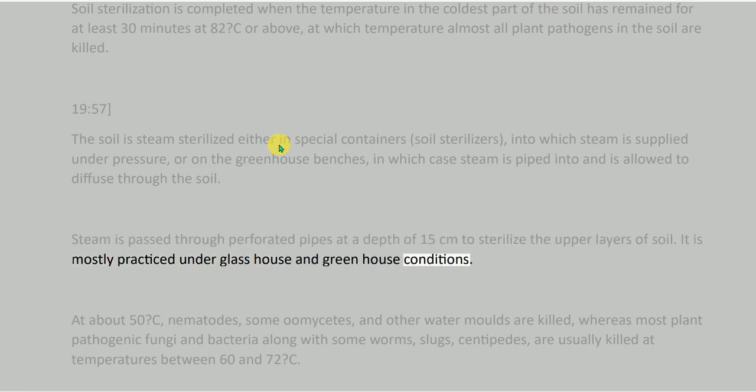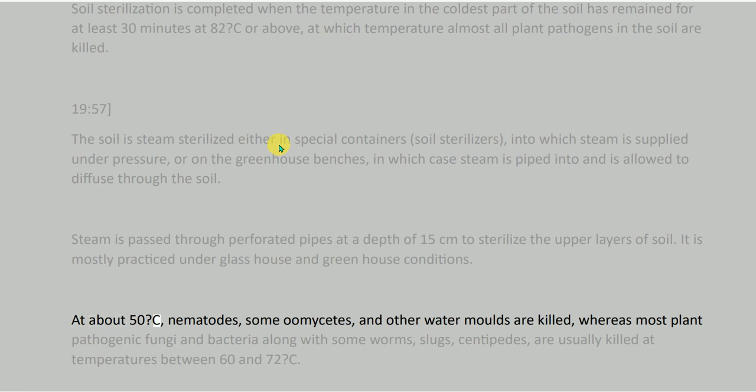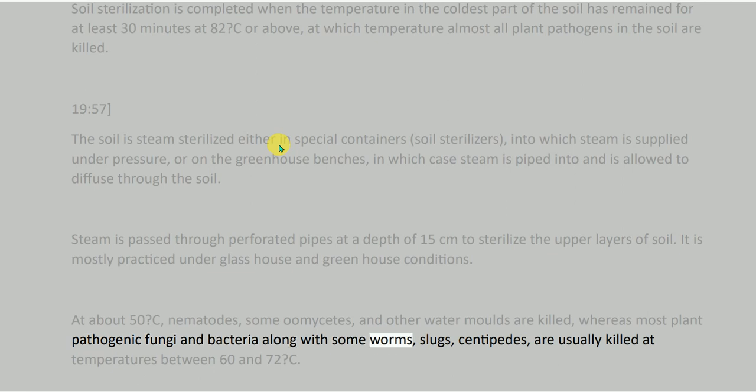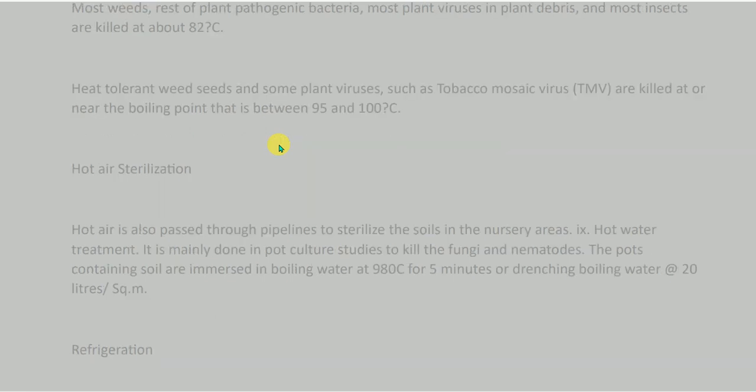At about 50°C, nematodes, some oomycetes, and other water molds are killed, whereas most plant pathogenic fungi and bacteria along with some worms, slugs, and centipedes are usually killed at temperatures between 60 and 72°C. Most weeds, rest of the pathogenic bacteria, most plant viruses in plant debris, and most insects are killed at about 82°C. Heat-tolerant weed seeds and some plant viruses, such as tobacco mosaic virus, TMV, are killed at or near the boiling point, that is between 95 and 100°C.